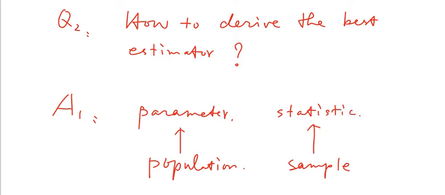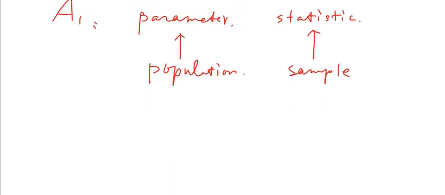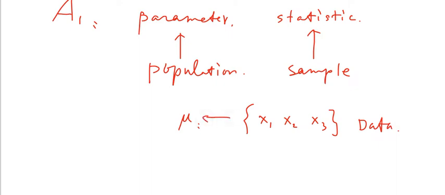So for example, let's say for this population's mu, suppose the data we have is x1, x2, x3. Those are data. With those data, we want to estimate this mu. So we can use x1 as an estimate for mu hat.